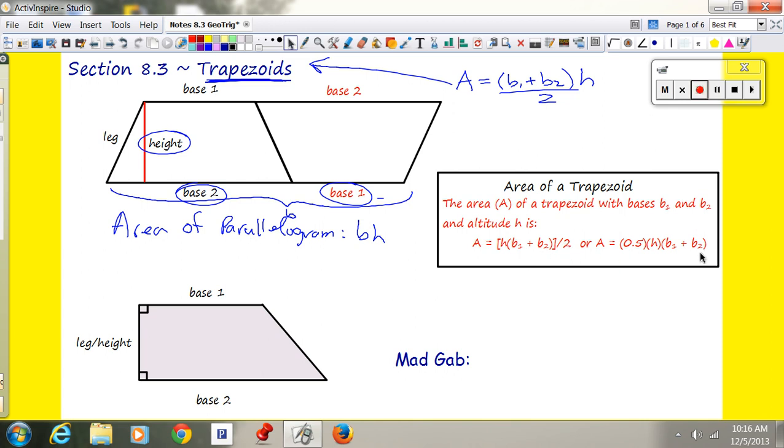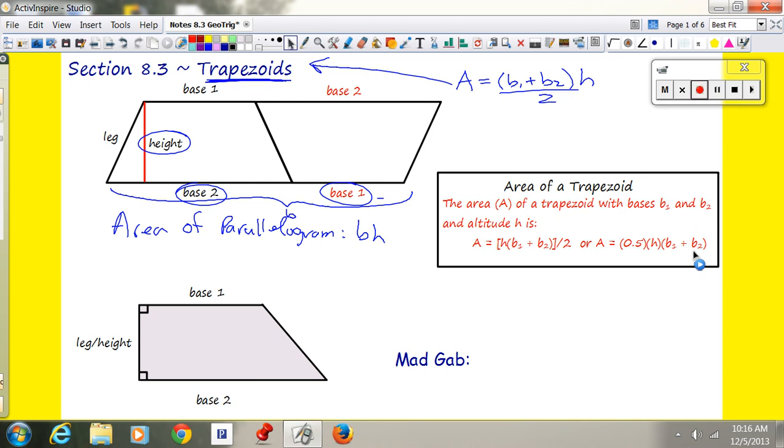And I gave you the calculator-friendly version here, where instead of dividing by 2, you can multiply by a half or by 0.5. 0.5 times the height times base 1 plus base 2. So that would be our area of a trapezoid. Now, it also works for a right trapezoid.